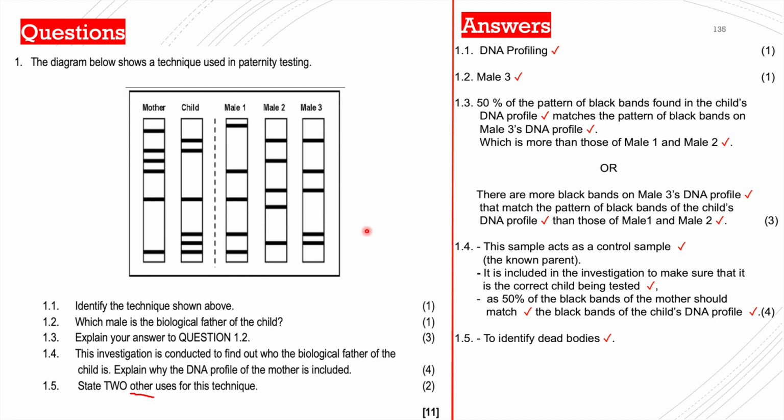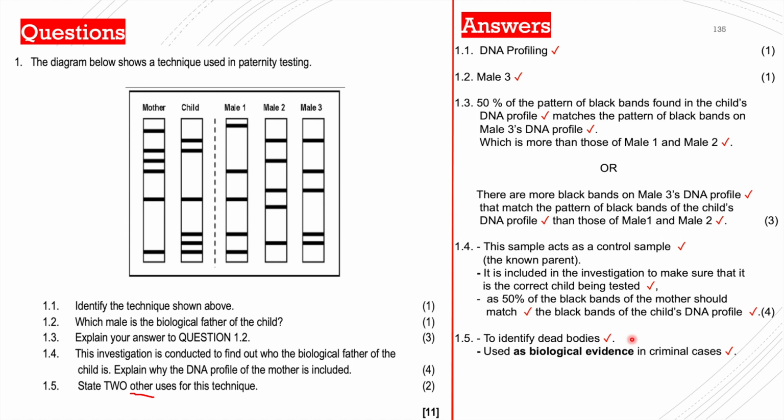To identify dead bodies, this would be correct, because remember, in the previous slides, we said that sometimes people die in such a tragic way where they cannot directly be identified facially. Maybe they are burnt beyond recognition. Maybe they were run over by a train, or maybe the dead body was discovered way after some time where the facial features had already decomposed. So in that instance, we may use DNA profiling to identify the dead body.